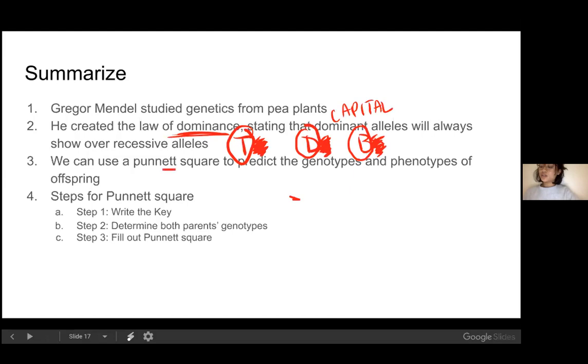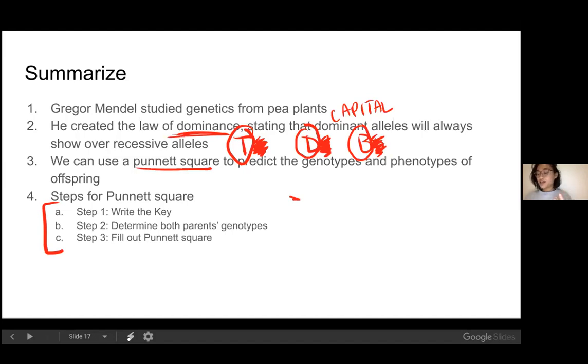We can then use a Punnett square to predict the genotypes and the phenotypes of offspring. And the steps that we take to write the Punnett square is step 1, write your key. Always write your key. Tell me what the big letter means and what the little letter means. Step 2, determine the parents' genotypes. And then step 3, you can finally fill out the Punnett square when you know the parents' genotypes.